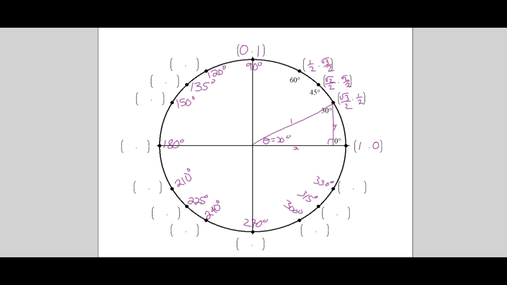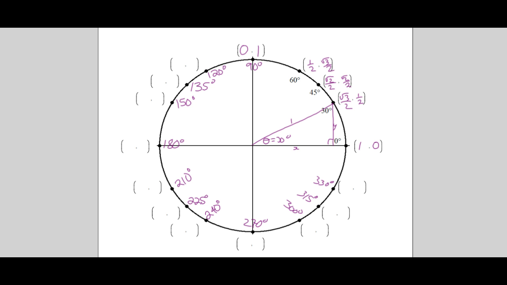Anyways, so split it into the quadrants, 90, 180, 270, 360. Split the quadrants in half, 45, 135, 225, 315. And then just go around counting by 30s, 30, 60, 90, 120, 150, 180, 210, 240, 270, 300, 330, 360. Nice little arithmetic sequence. Now what we want to do now is use symmetry.